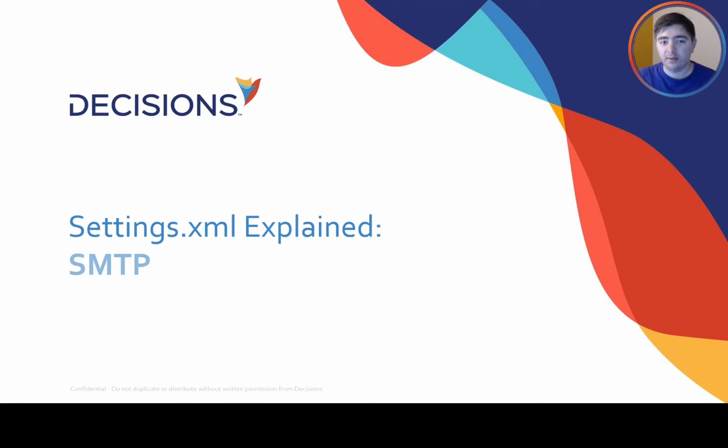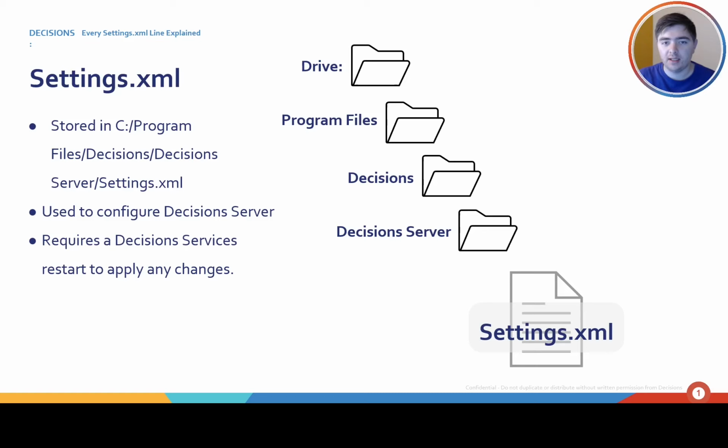Today we are going to be covering another Settings.xml topic, the SMTP server. So before we get into how to configure that and what it does, let's give a quick overview of the Settings.xml file. You can find it typically installed in your Drive, Program Files, Decisions, and then under Decisions Server. You should be able to find this XML file and then open it. This will allow you to make changes to the Decisions application.